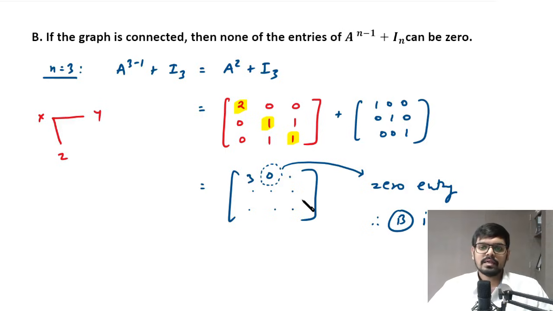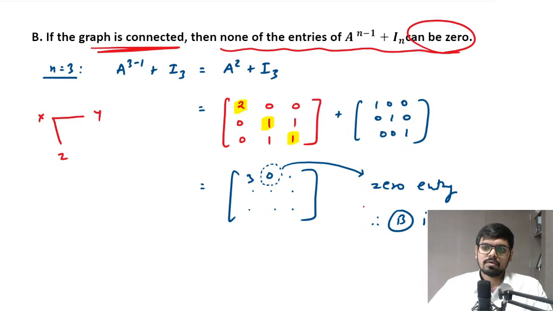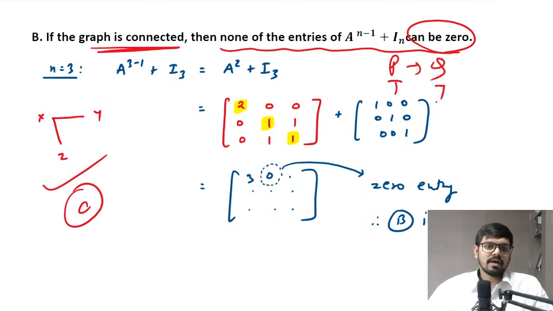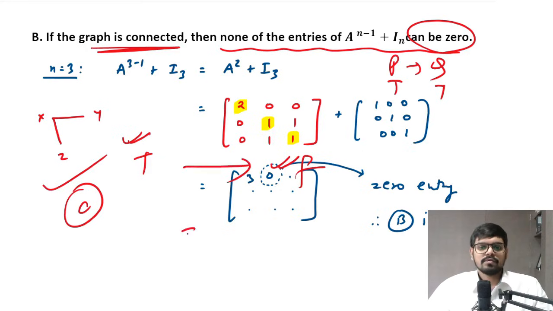So now matrix addition will give me 2 plus 1 is 3. But 0 plus 0 is 0. If 0 plus 0 is 0, and you are saying that if the graph is connected, then none of the entries can be 0. We are taking the graph as connected. This is a logic question: P implies Q. So if P is true, Q should be true. If the graph is connected, true, then your Q should be true: none of the entries can be 0. But here Q is false. We got an entry 0. So true implies false is false. Therefore, this is false. This is wrong.